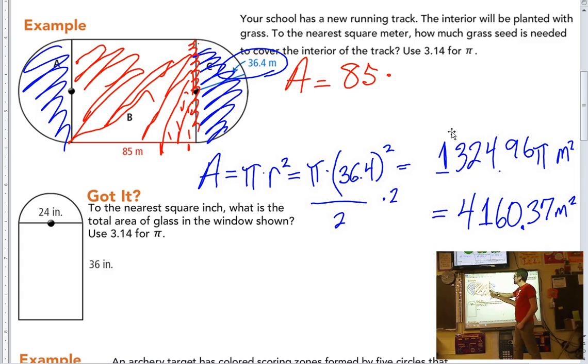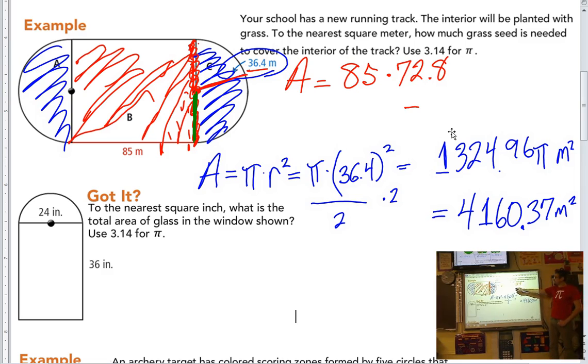Because, like, for the radius for the semicircle, I did that and I just multiplied it by 2. Yes. That 36.4 is the same as this distance, and that is half the height of your rectangle. So that 85 multiplies by 72.8. And that area comes out to be, do you have it, Elena? 6,188. Yes. Any decimal? No.